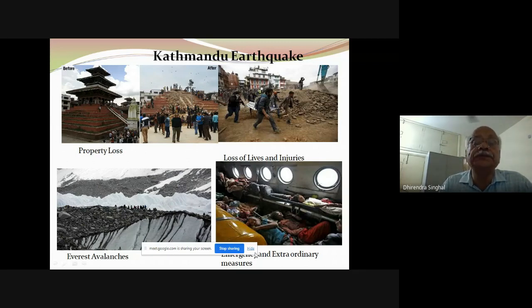Extraordinary measures. We know we have gone through COVID-19. Property losses, loss of life, injuries. And I hope you remember this scene. This was very much over the news channels. The 10,000 bed hospital that was inaugurated by our Honorable Minister Amit Shahji. Extraordinary measures. So whenever you see these disasters, these are common features.